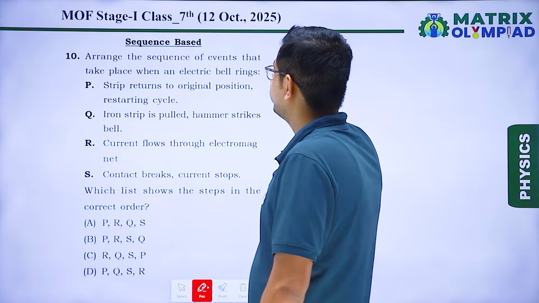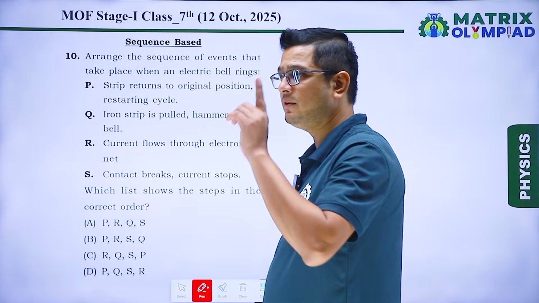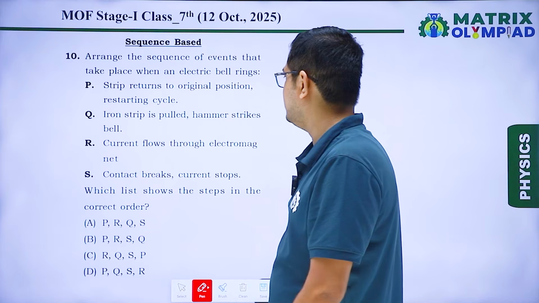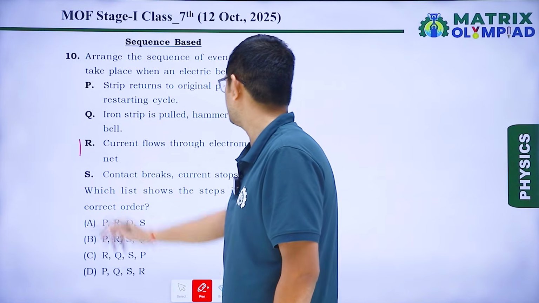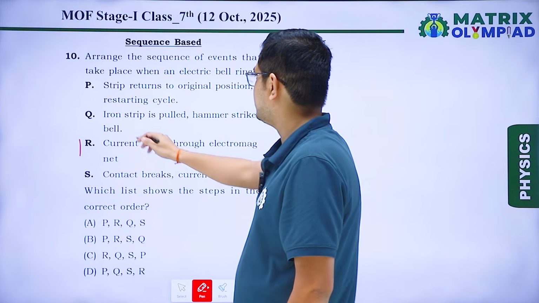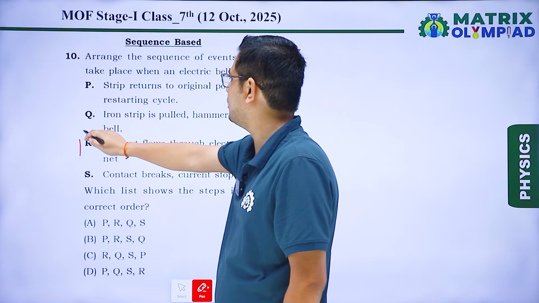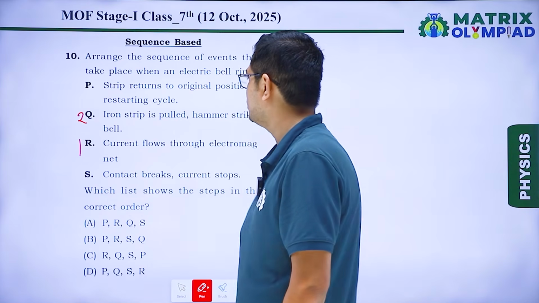Arrange the sequence of events that take place when an electric bell rings. Okay, so first of all, whenever we push the switch, we can say the current flows through the electromagnet, that is number one. The second is the iron strip is pulled and the hammer strikes the bell, due to which sound is created. So for Q I will write 2.